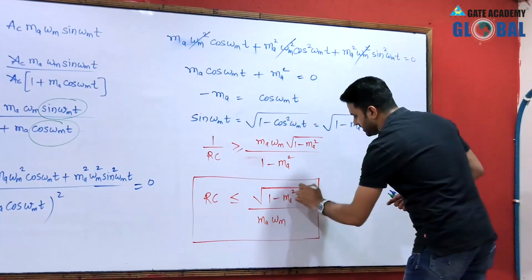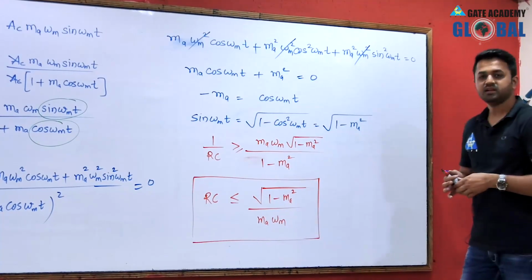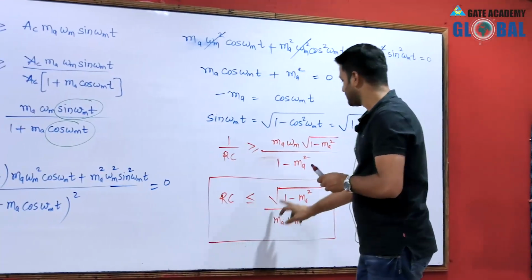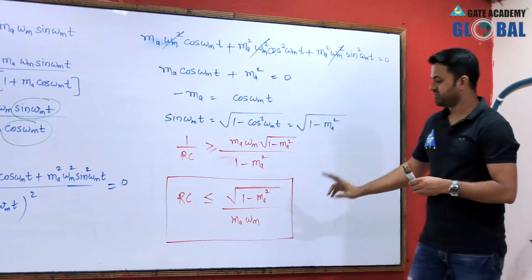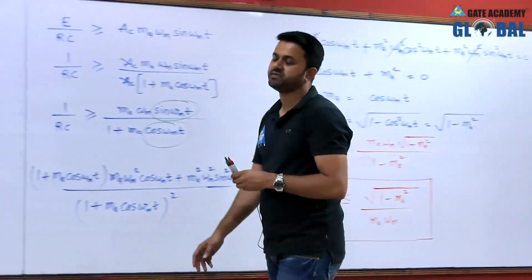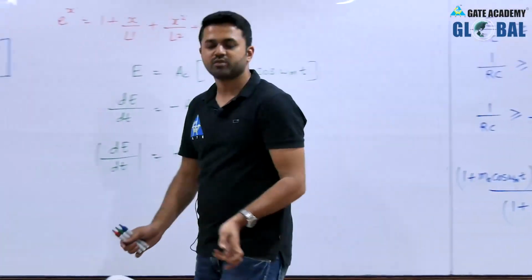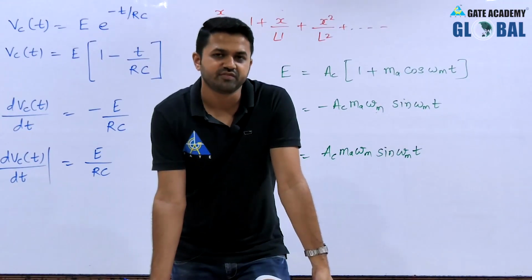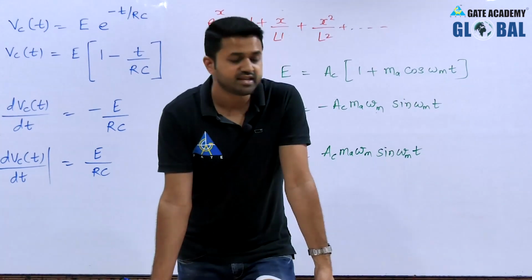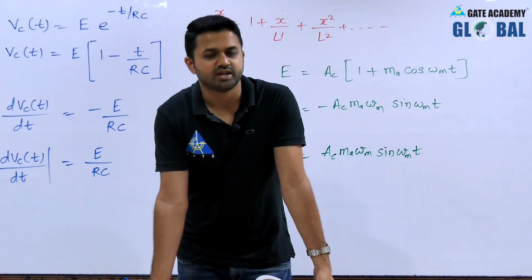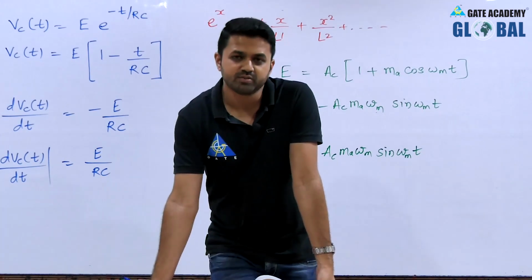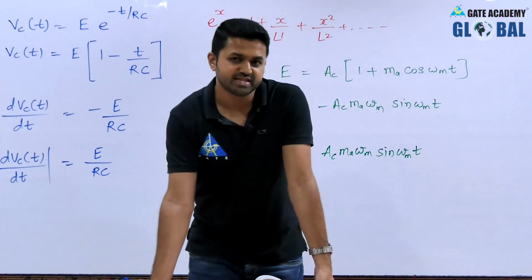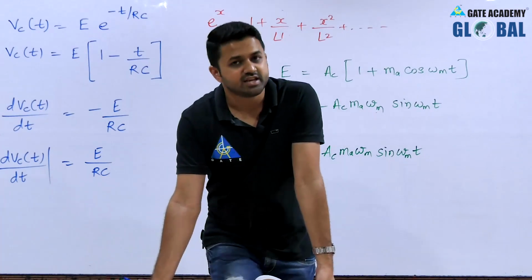If it is given that the modulating signal is single tone and the AM signal, then for the condition of RC you can calculate using this formula also. So we have two formulas in case of envelope detector. One is the formula for RC, RC should be greater than 1 upon FC and less than 1 upon FM, and the second formula is RC less than or equal to root over 1 minus MA square upon MA into omega m. And third, the important point in envelope detector that you should remember is it works properly when MA, that is modulation index, is less than or equal to 1.